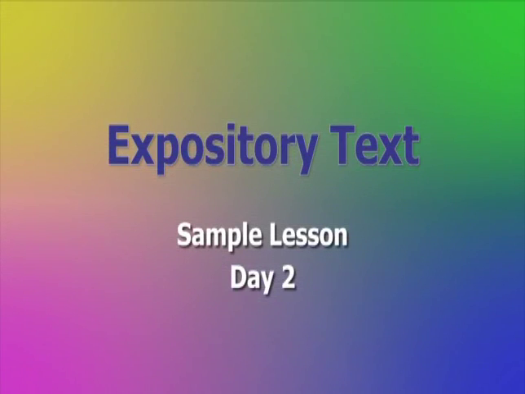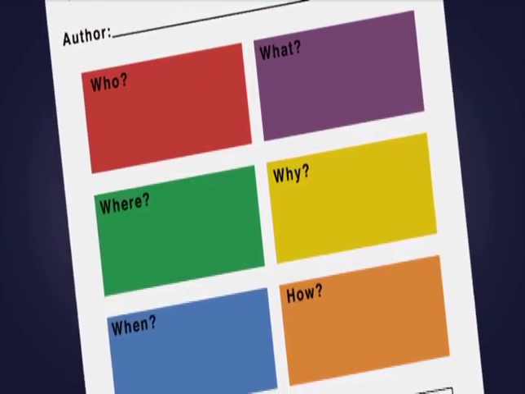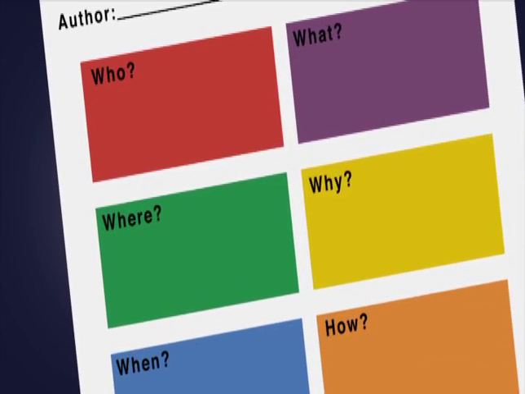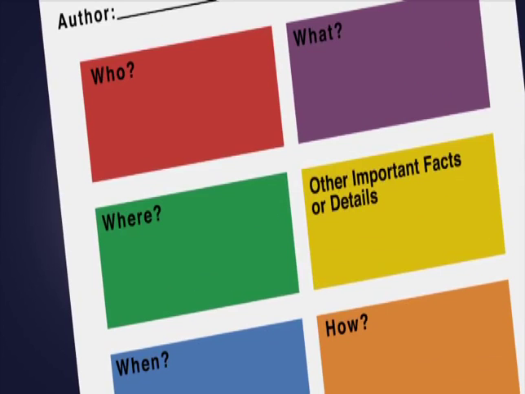On day 2, Mrs. Owens again reviews the changes in the W chart from narrative to expository text. She reminds the students that the yellow Y tabs are used for other important facts or details that are not who, when, and where.